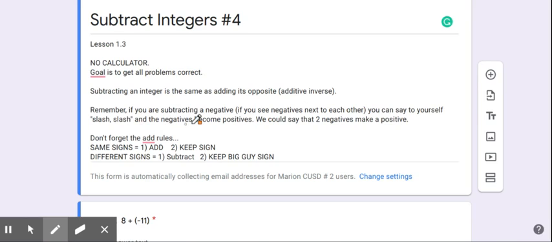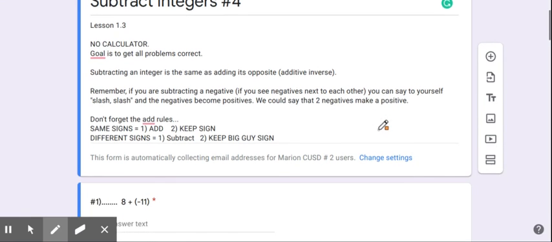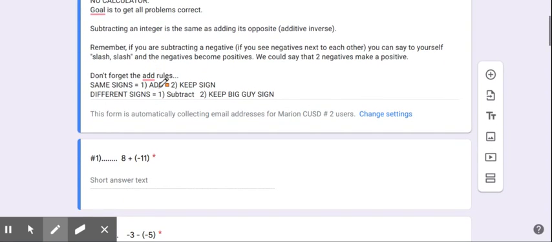Remember, if you are subtracting a negative, or if you see two negatives next to each other, you can say to yourself slash slash, and the negatives become positives. Or we could say that two negatives make a positive. From that point on, we would use our add rules. Same signs add and keep the sign, different signs subtract and keep the big guy sign.